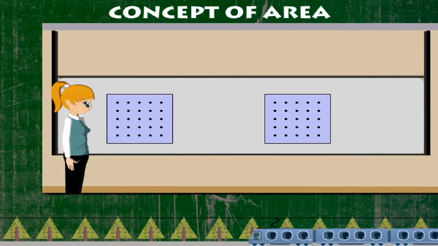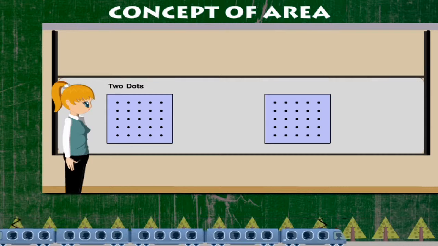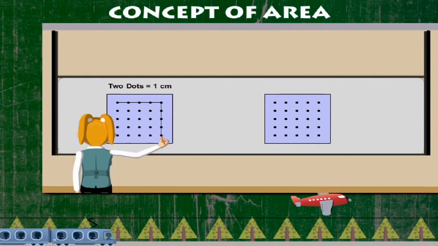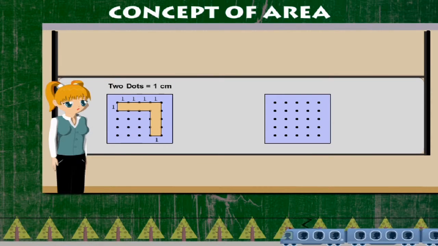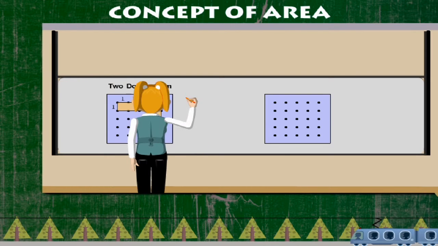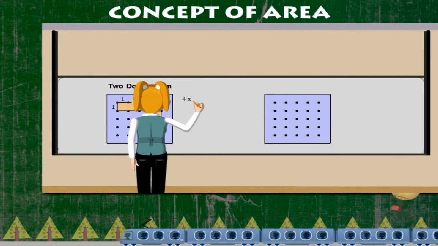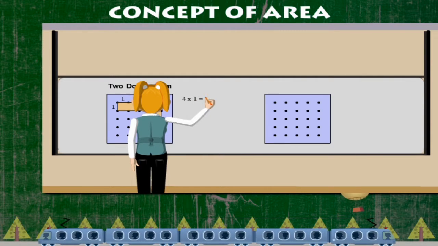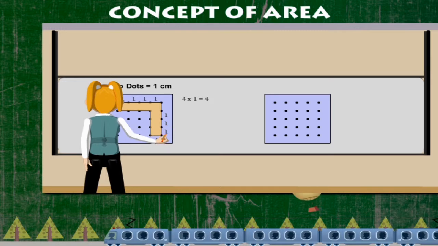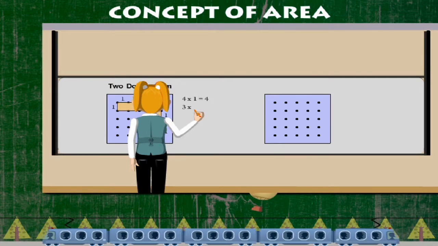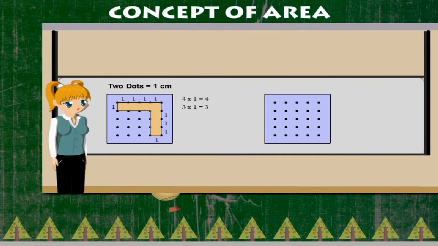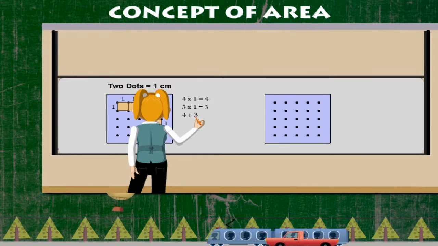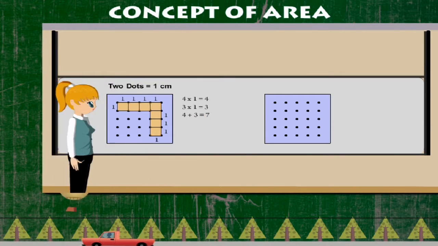Concept of area. Teacher Nancy has a graphical board where the length between 2 dots is 1 centimeter. She draws a figure and measures out the successive squares enclosed by the figure. So, 4 centimeter length and 1 centimeter width gives 4 square centimeter. The lower area is 3 centimeter length and 1 centimeter width, which is 3 square centimeter. The total area is 7 square centimeter.